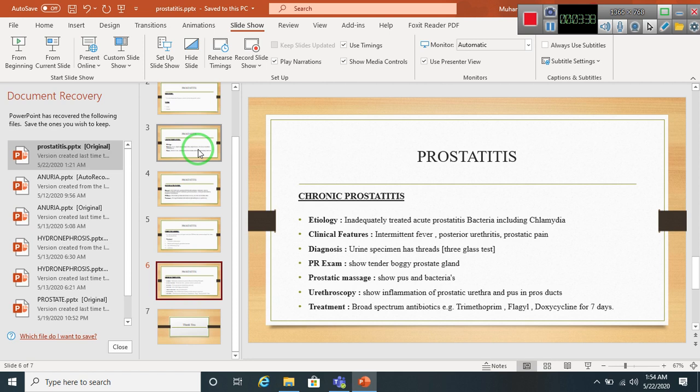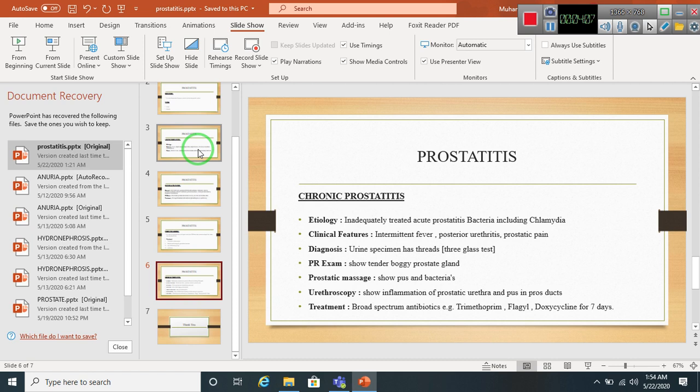Clinical features: intermittent fever with rigors, posterior urethritis, prostatic pain. Diagnosis is 3-glass urine test. We ask the patient to take the first morning specimen, avoid it, then take the second morning specimen and take that urine in 3 glasses.